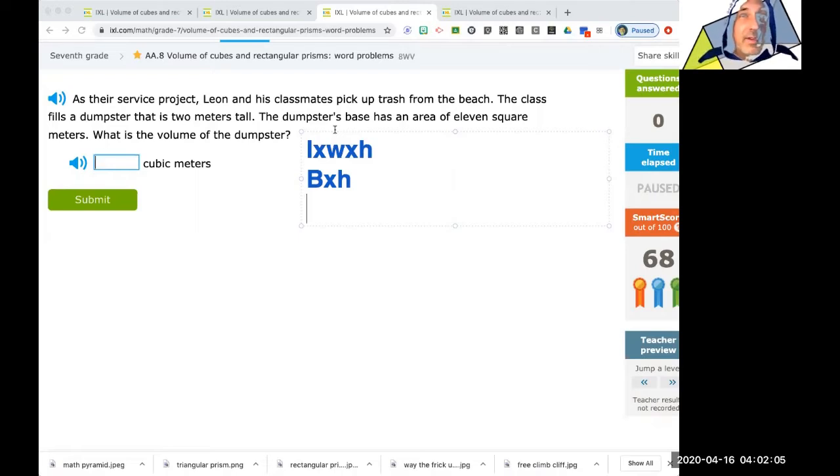And if you see, it says the dumpster's base has an area of 11 square meters. Something times something equals 11. Maybe 1 times 11, that would work. So that is the capital B. That's already a length times a width situation, and it came out as 11. So it's going to be 11 times, and the dumpster's 2 meters tall. That's the height, okay? So we're going to have 22 cubic meters.